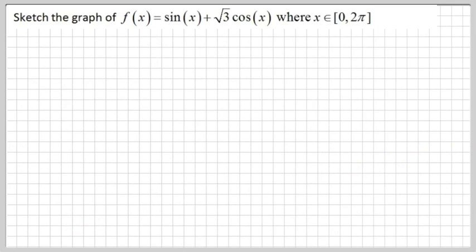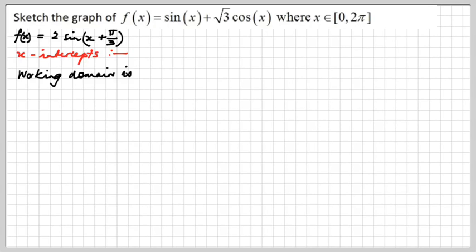Now we've got to do some more of this nauseating tedium. Oh dear. Never mind, we'll make it fun. X-intercepts now. This is where our working domain kicks in. The x-intercepts, that means the working domain was that. Yes, we calculated it just over the page.